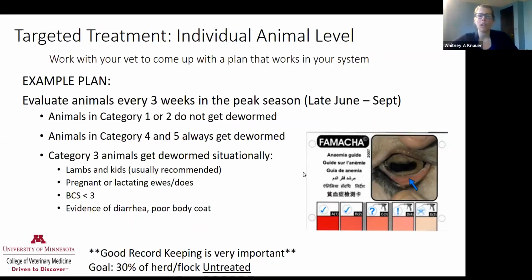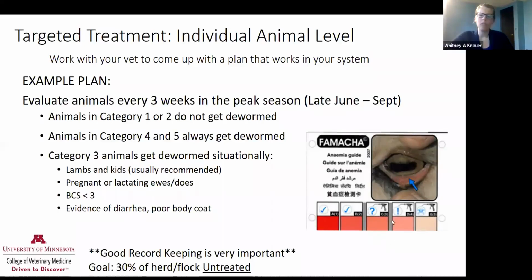So if your animals are in category 1 or 2, or are on the right-hand side, so they're either like white, pink, or white, they don't get dewormed. So again, we want some proportion of the animals in a herd or flock to not get dewormed. Maybe animals that are category 4 and 5, so they're super white, will always get dewormed. Sorry, I think I misspoke. So categories go from the left-hand side, we go 1, 2, 3, 4, 5. So 1 is very red and 5 is very pale. I misspoke there about animals in category 1 or 2. We definitely want to deworm animals if they're pale.